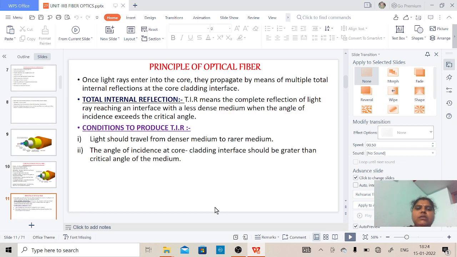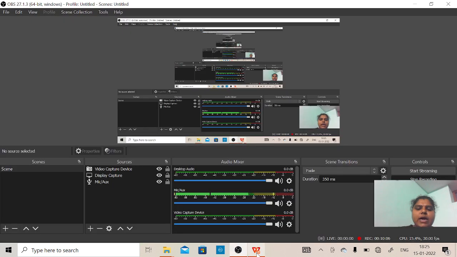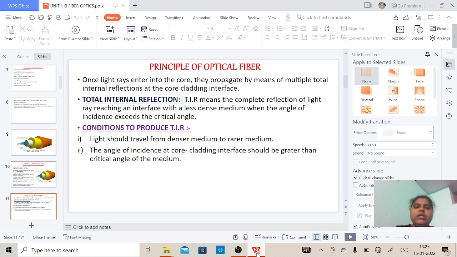And next, let us see what is the principle of optical fiber. Once light rays enter into the core, they propagate by means of multiple total internal reflection at the core cladding interface. So whenever the light ray enters into the core medium, the light rays propagate by means of multiple total internal reflections. That means a number of reflections will take place inside the core, that means at the core cladding interface. So that is said to be multiple total internal reflection.